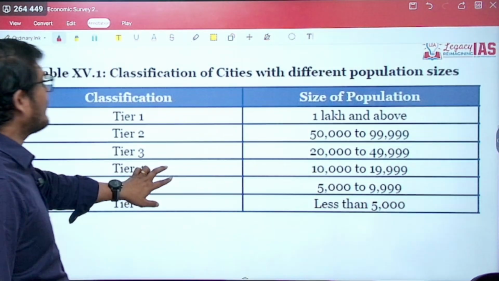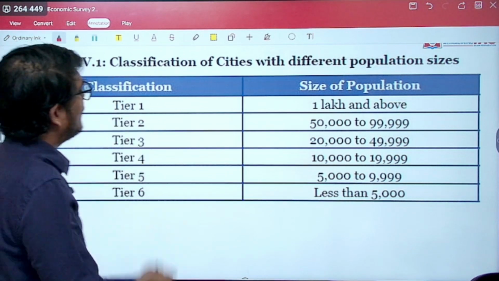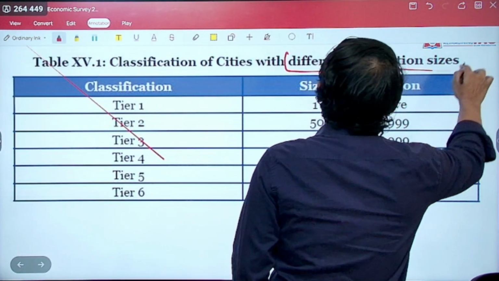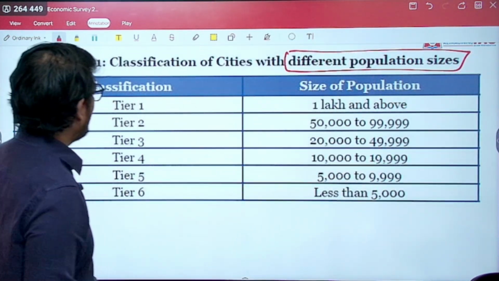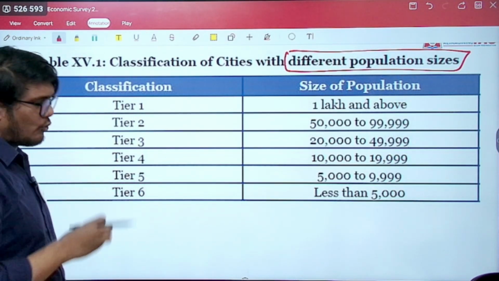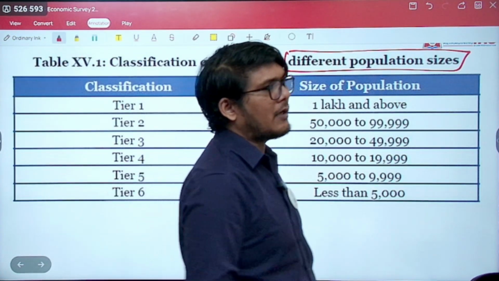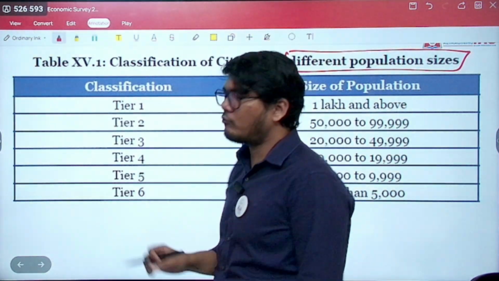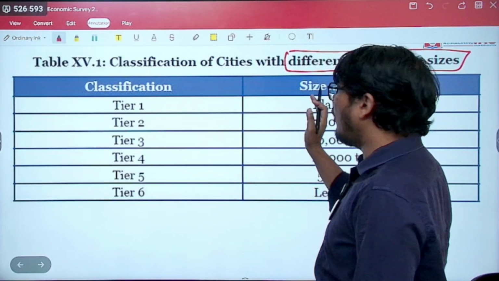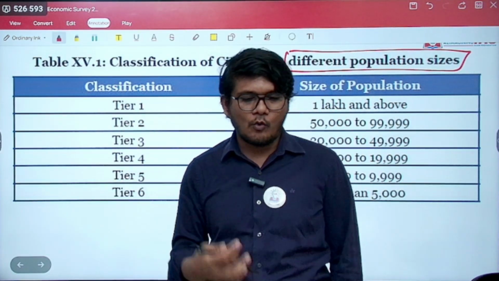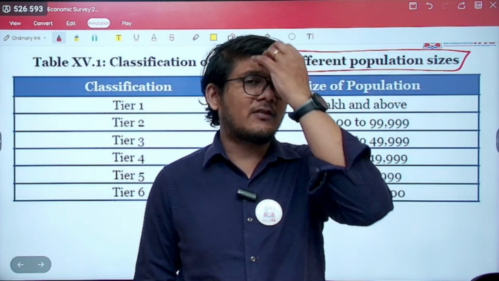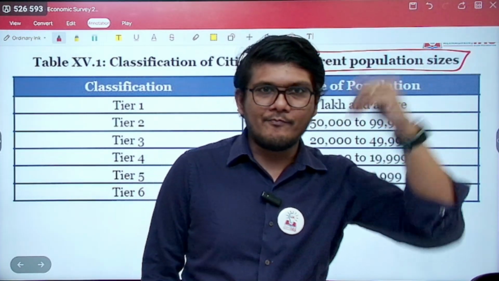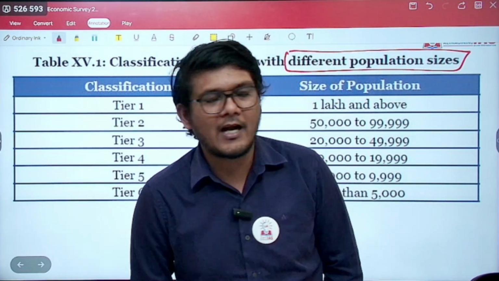Let's move ahead. Now, this is the classification of cities with different population. You should be remembering at least to some extent, so that in the prelims you should be able to identify. And this was very important to put forward in front of you, because without knowing it, if I ask you what is tier 1 cities, a lot of students may say a city with over a million population or things like that, but that is not the case.